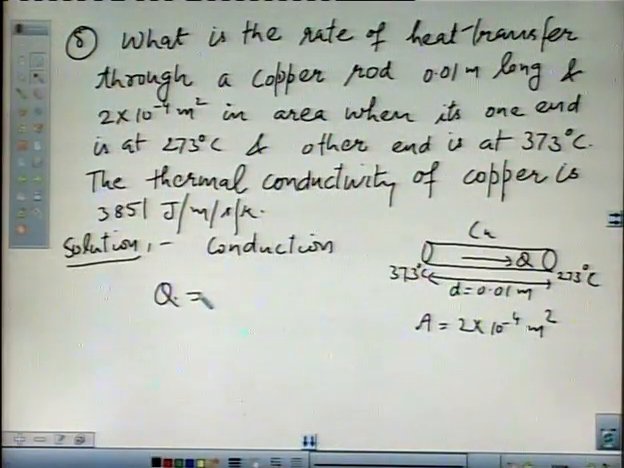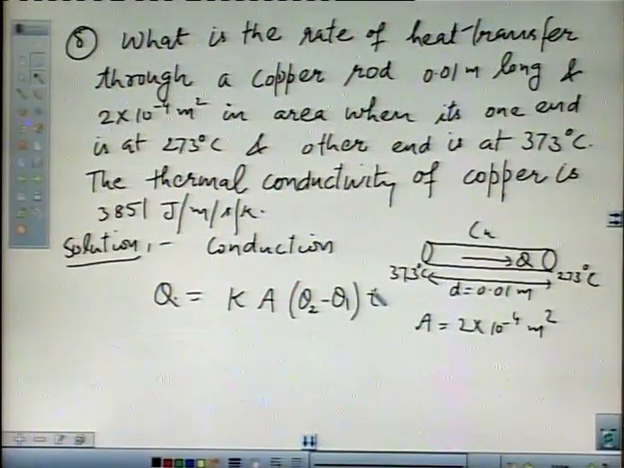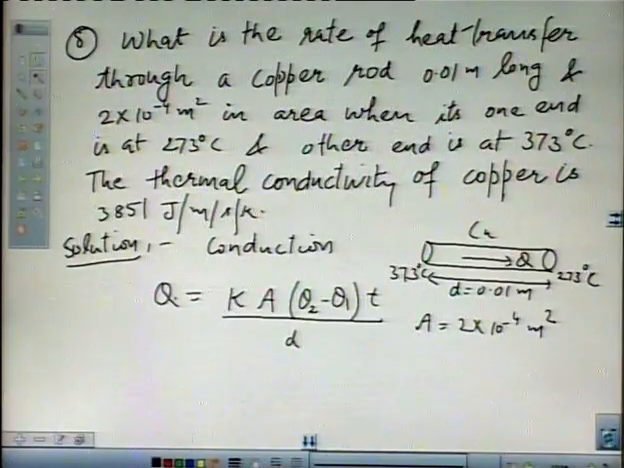We know that the amount of heat transferred Q is equal to K A (theta 2 minus theta 1) into T upon D. The amount of heat transfer depends upon the coefficient of thermal conductivity, area of cross section of the rod, and difference of the temperatures of both ends into time, and it is inversely proportional to the distance between the two ends, D.